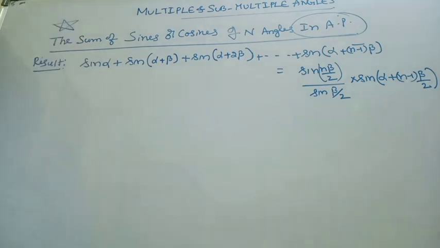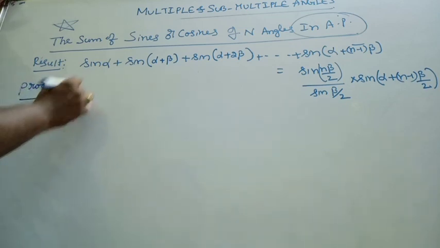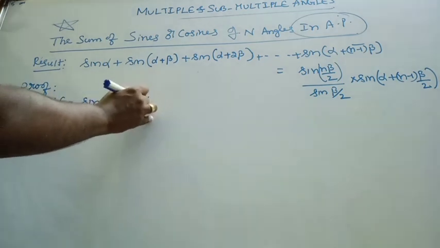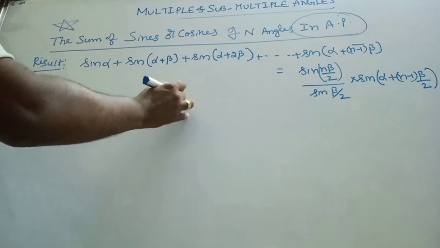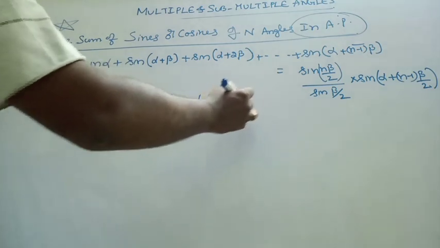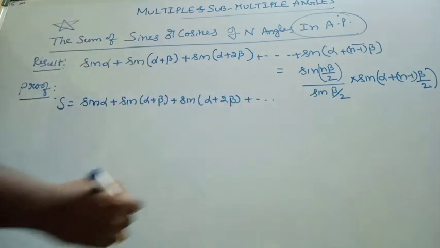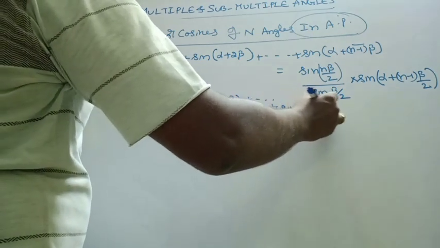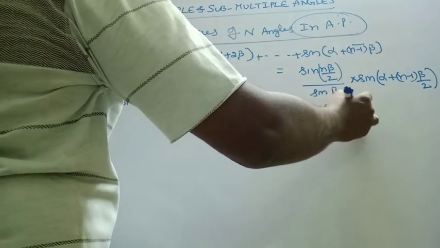How are we going to prove this, my dear students? Please observe the proof part, how we are going to get this. You see, my dear students, let us take some S. S is equal to sine(alpha plus beta) plus sine of (alpha plus 2 beta), and so on, like this, up to sine of (alpha plus (n minus 1) beta).